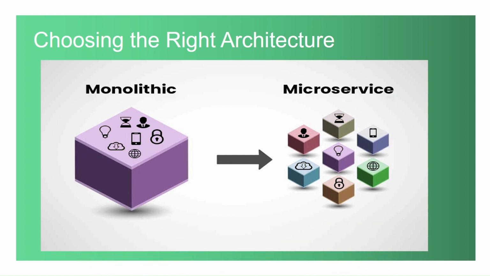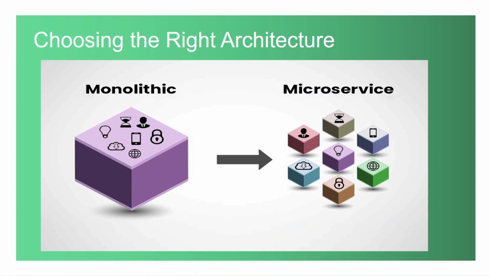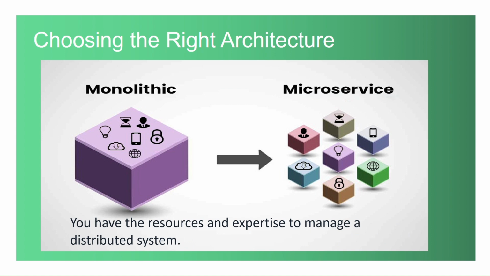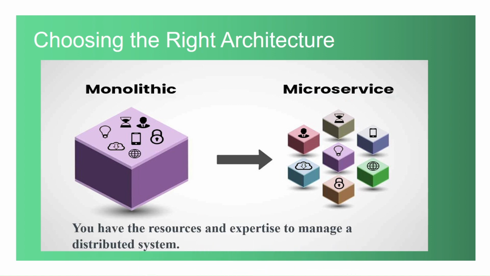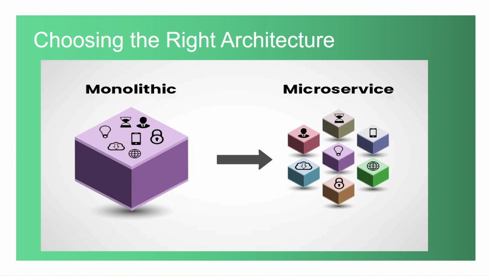You should choose microservices if you are planning for rapid growth and need to scale parts of your application independently. And if your application is complex and different modules require different technologies, you have the resources and expertise to manage a distributed system. Some companies start with a monolithic architecture and transition to microservices as they grow, combining the simplicity of a monolith with the scalability of microservices.